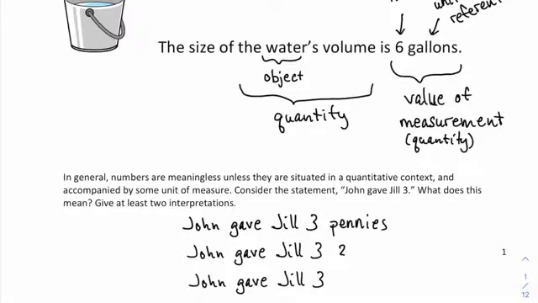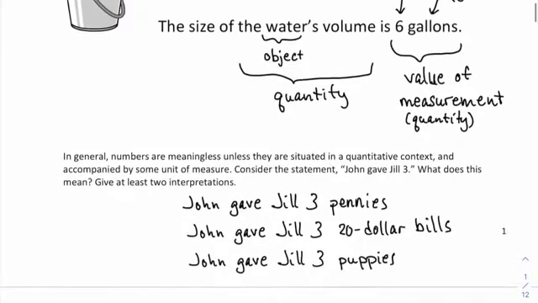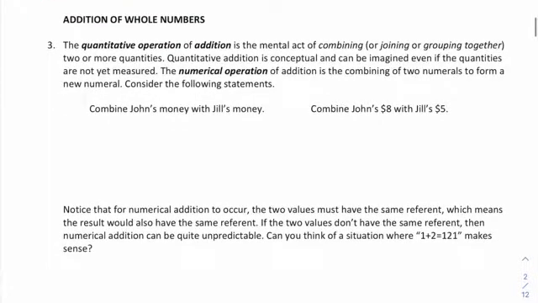We could also say three $20 bills. Right, in both of these cases, John gave Jill some sort of monetary amount, some amount of money, but the unit on the 3 made all the difference. 3 pennies is not nearly as good as three $20 bills. Or it might be there's nothing to do with money. Maybe John gave Jill 3 puppies. Right, so to have numbers when we're trying to talk about reality and you don't have a unit of measure on that number, then it's ultimately a meaningless expression. Every number needs to have a referent, something that it's referring to, or some unit of measure. Okay, now let's focus on addition.